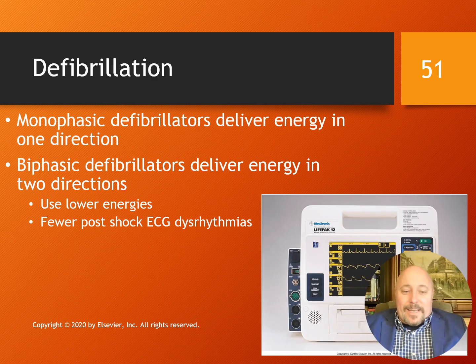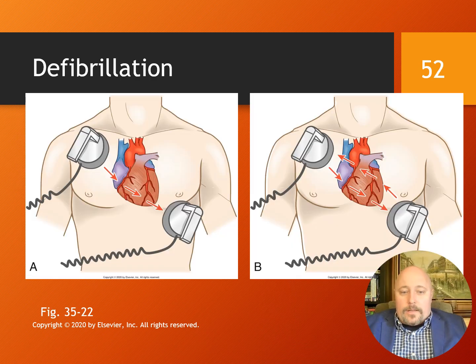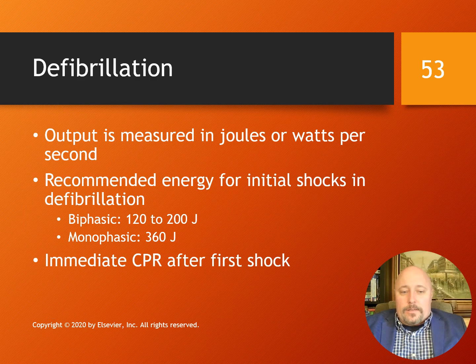Here we've just got an example of a monophasic defibrillator that's delivering a shock in one direction. Not to be confused with a biphasic defibrillator, which delivers its shock in two directions. Here we just have an example of those two different types of defibrillators with a monophasic on the left and a biphasic on the right. Output is measured in joules or watts per second, with the recommended energy output being for a biphasic machine 120 to 200 joules, or for a monophasic 360 joules.